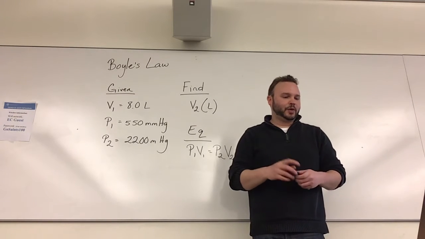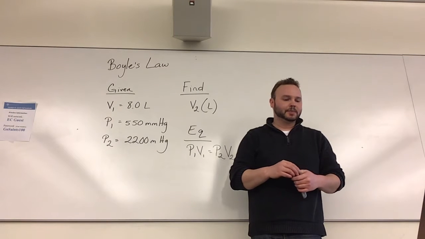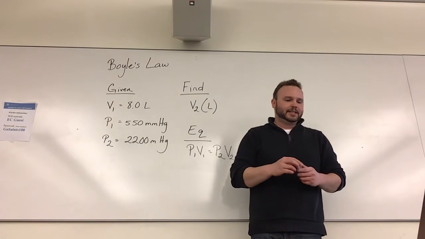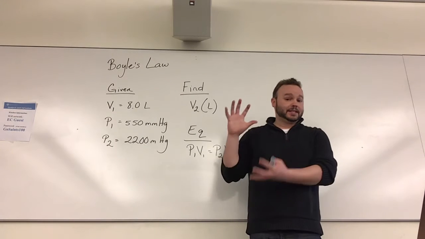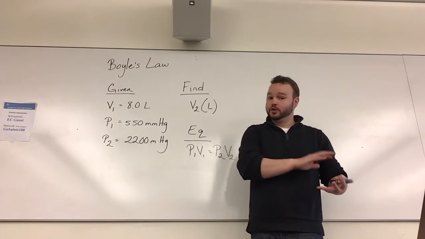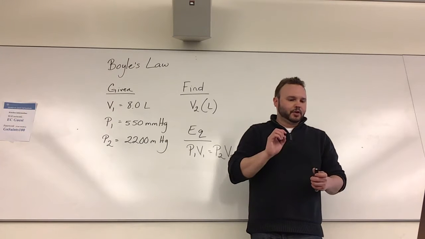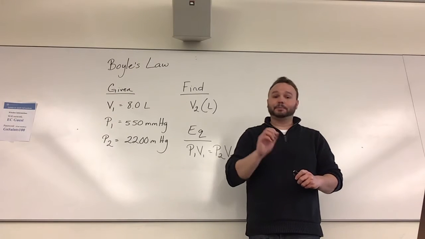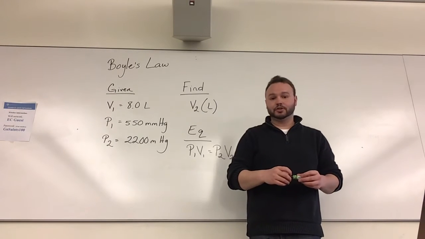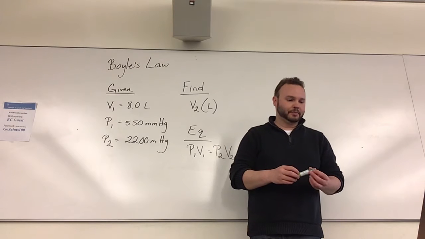It says Freon 12 was used in a refrigeration system. It's asking, what is the new volume of an 8-liter sample of Freon? So that means I started with 8 liters, and I'm going to a new volume. It's an 8-liter sample of Freon gas, initially at 550 millimeters of mercury of pressure, and that pressure is then increased to 2,200 millimeters of mercury.